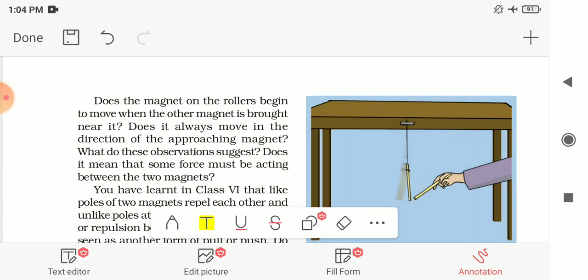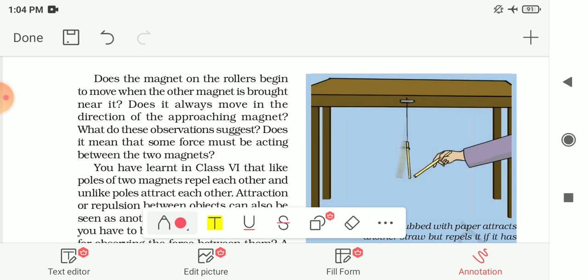Here the same thing is given to you, and some questions are asked. Does the magnet on the roller begin to move when the other magnet is brought near the first magnet? That we have already answered. Does it always move in the direction of the approaching magnet? We have seen that no, it will not always move in the same direction, that is, towards the approaching magnet. And what does this observation suggest?